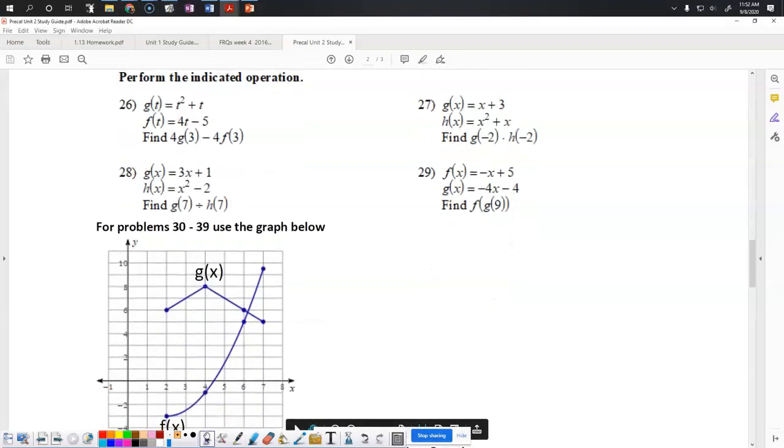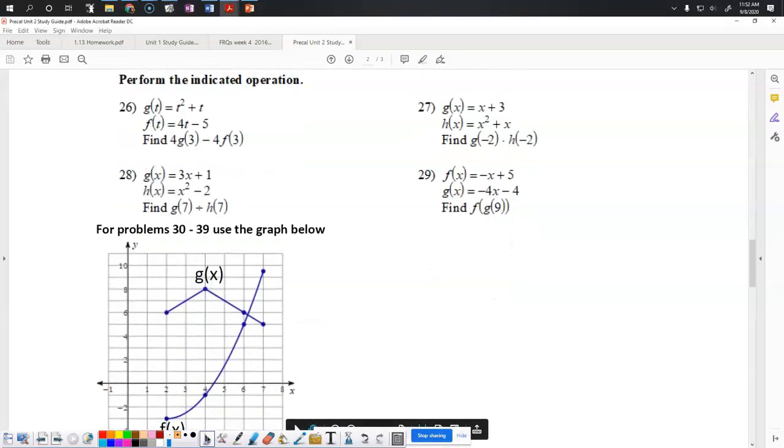Next, we're going to look at evaluating. So it's pretty similar to some stuff we've already looked at, but now we're actually plugging numbers in to these equations.